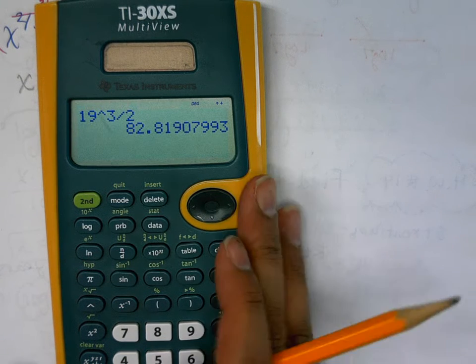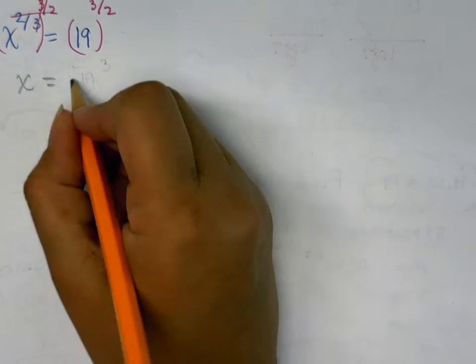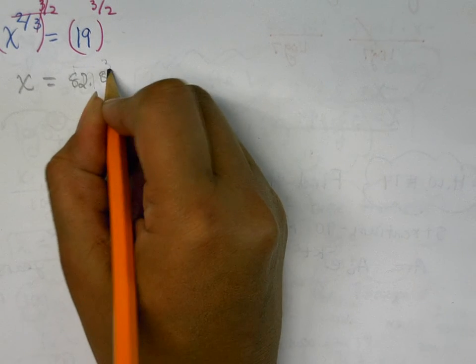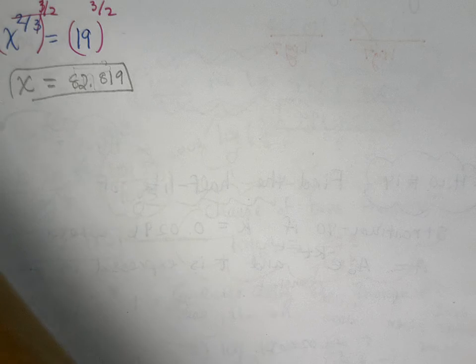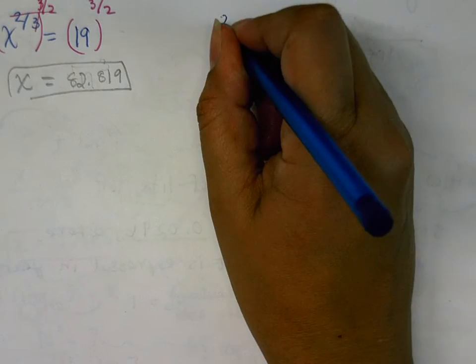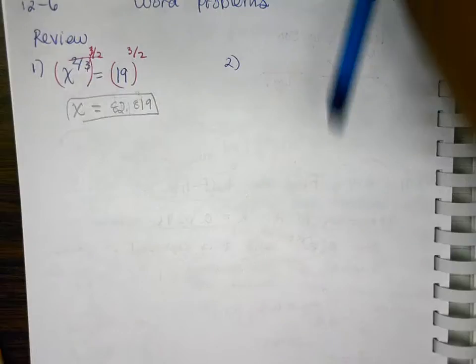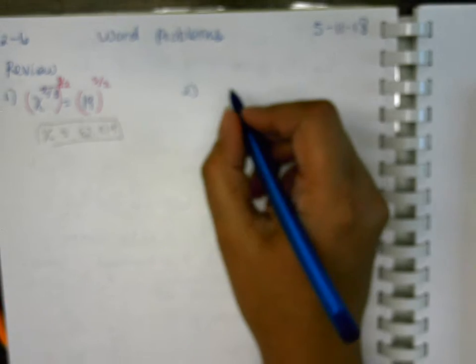82.819. Do we agree? Yeah, that's it. All right, that's it. 82.819. Did you use parentheses or fraction key? Okay. Are we doing a 3 spaces? Yes, three spaces. All right, number 2.